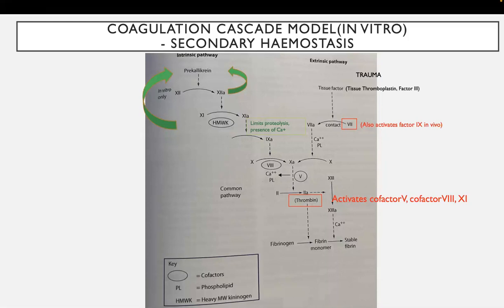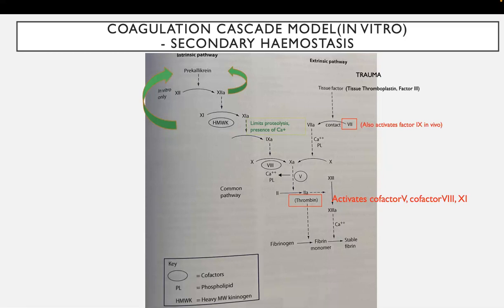Then your extrinsic pathway occurs when you have trauma. When you have trauma, your tissue factor is exposed. The name of tissue factor is also tissue thromboplastin or factor 3. What this does is activate factor 7. Activated factor 7, with the use of calcium and phospholipids, will activate factor 10, which is the same product you got in your intrinsic pathway. And then you finally get to your common pathway.